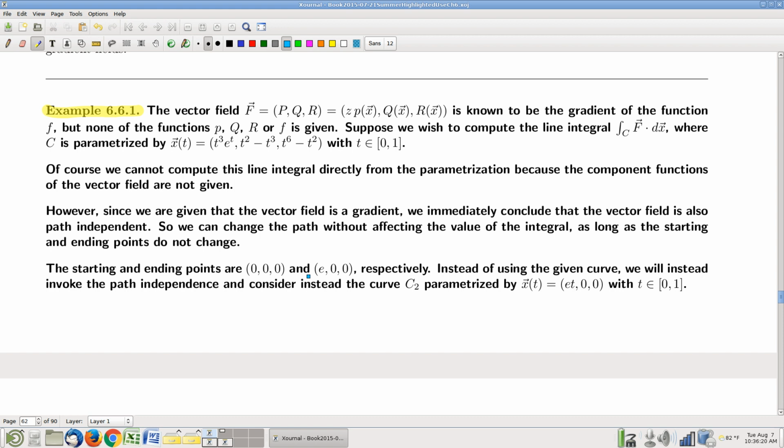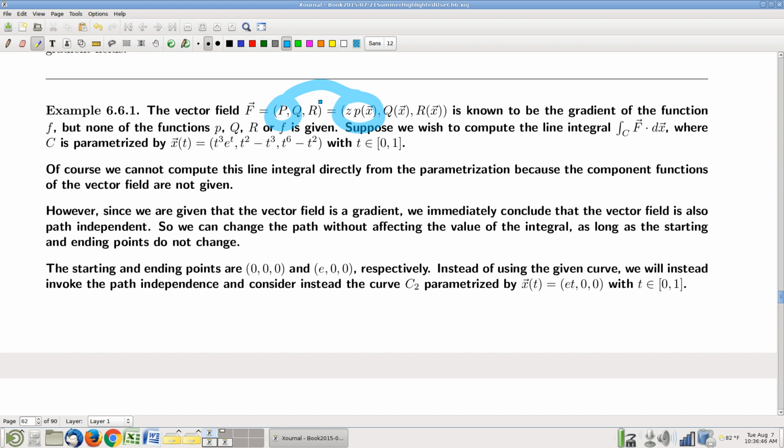Now one example of how we can use this is a little bit of a manufactured example, and I'll explain why I had to manufacture such a weird example in a couple of minutes. But suppose we have this vector field. Notice I'm not giving you the formula for P, Q, and R. All I'm telling you is that this first component P has a factor of z in it. That's all I'm going to tell you.